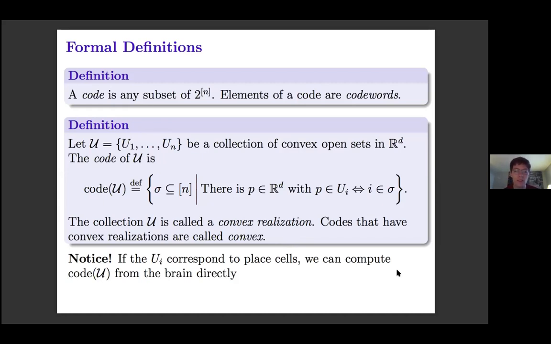Again, this is the framework we're working in here. We're thinking of these U_i as corresponding to place cells. And this code has the advantage that it's just reporting which neurons are going to fire roughly at the same time if we observed neural activity. So this code is not depending too much on the geometry of the sets. It's something we could observe. It's something that exists within the brain in some sense.